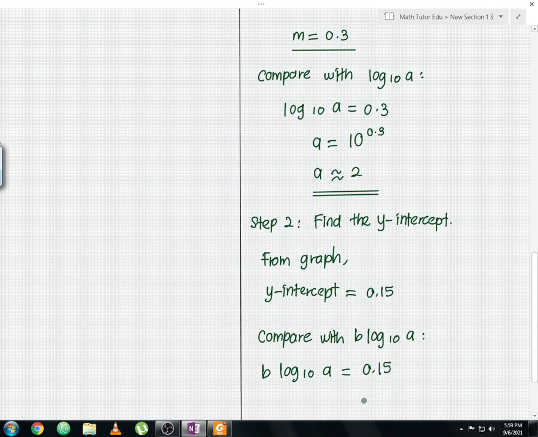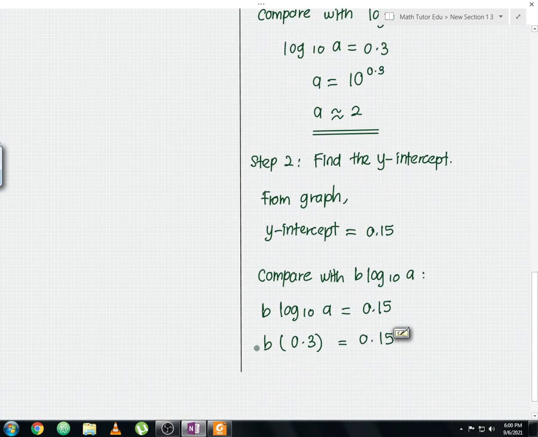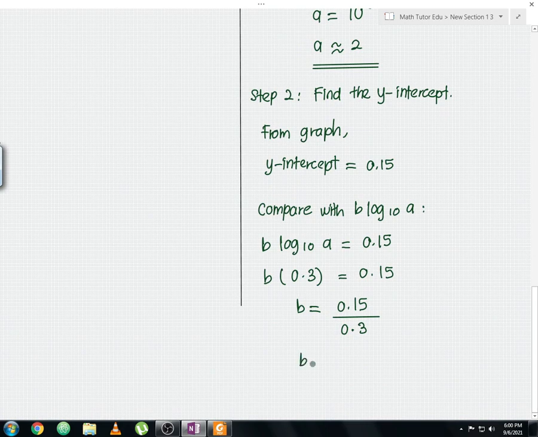Since in the first step we know that log 10a is equal to 0.3, this 0.3 you can substitute straight over here, guys. So b times 0.3 will be equal to 0.15. To find the b, you divide 0.15 by 0.3. Let me underline the fraction. You calculate this, and you should get b approximately 0.5. Okay, so this is your final answer. Let me underline the second solution here.